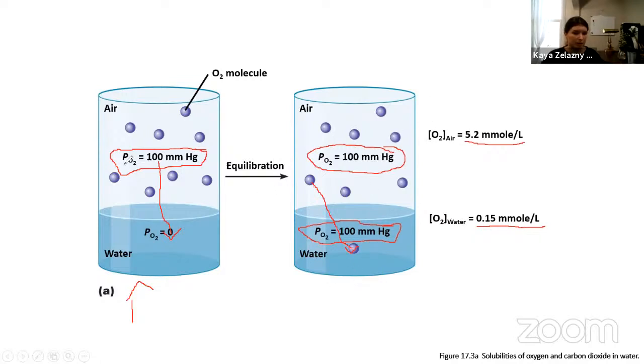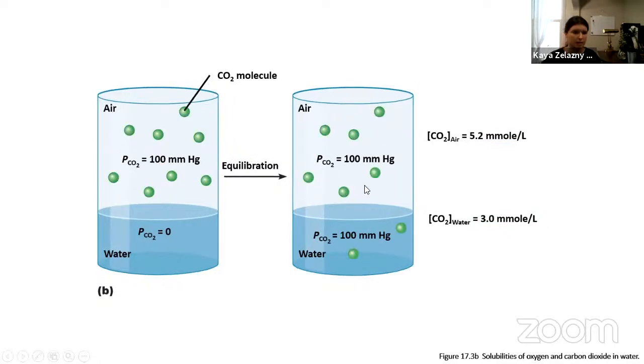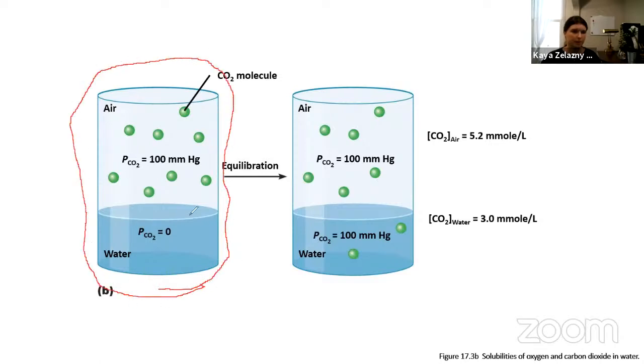And the reason we're looking at this image, and I've talked through it so much here, is because we want to compare this to the situation happening with carbon dioxide, which we know is more soluble in water. Okay, so that's our next slide. So here we're looking at carbon dioxide, and we've set up the same sort of experiment, right? We start out with carbon dioxide in our air, but not in our water. And we pick the same pressure, 100 millimeters of mercury, same partial pressure of carbon dioxide.